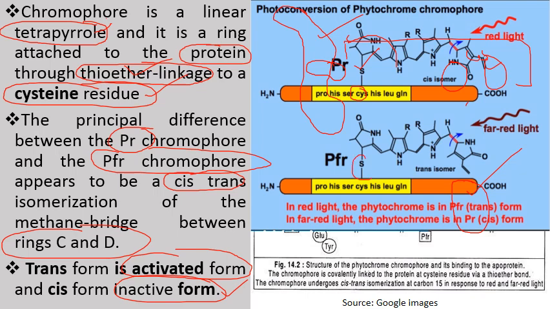So this is the cysteine residue which shows thioether linkage with this tetrapyrrole ring. This is cis form, this is trans form, and this is activated form. Next comes types. So phytochromes are of two types.